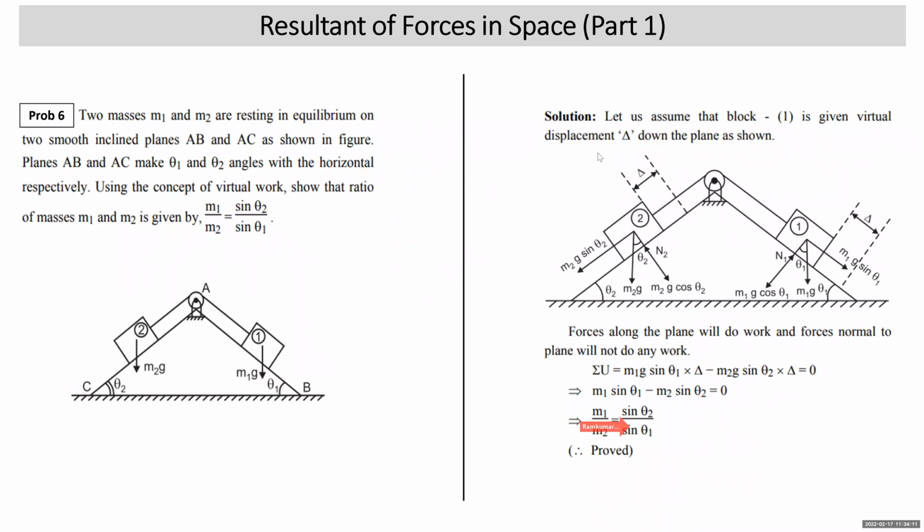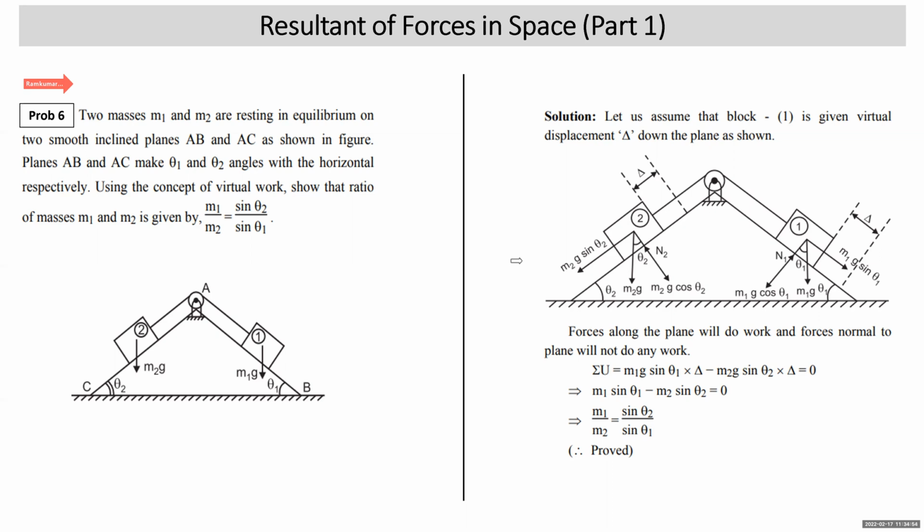Now we come to the next problem. That is problem number 6. Let's read it. Two masses M1 and M2 are resting in equilibrium on two smooth inclined planes AB and AC as shown in the figure. Planes AB and AC make angles θ1, θ2 with horizontal respectively. Using the concept of virtual work, show that the ratio of masses M1 upon M2 is equal to sin θ2 upon sin θ1.